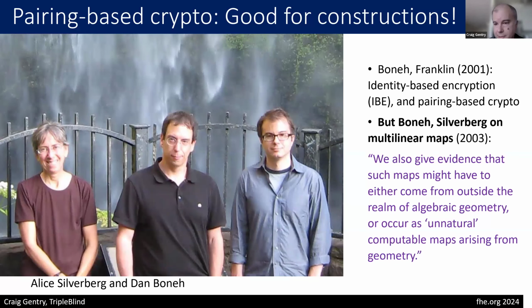But in their paper, they had this insight that even to do a trilinear map, it would have to be a very strange sort of thing, and it wouldn't really fit in the same sort of rubric as bilinear maps. They said, "We give evidence that such maps have to either come from outside the realm of algebraic geometry or occur as unnatural computable maps arising from geometry." So that sounds a lot like lattice-based crypto. I mean, in retrospect, I'm not saying they anticipated that you could do multilinear maps from lattices, but that is what ended up happening.